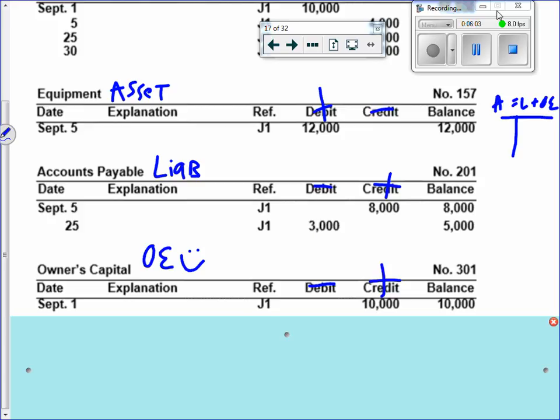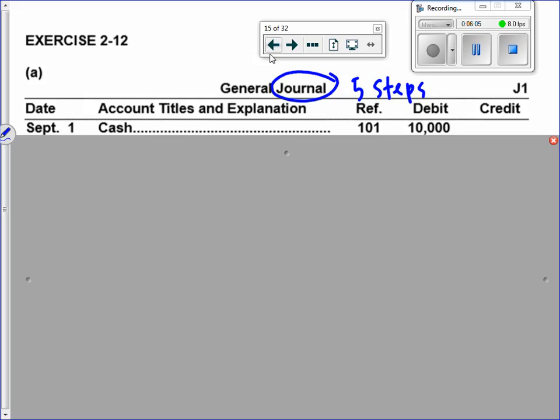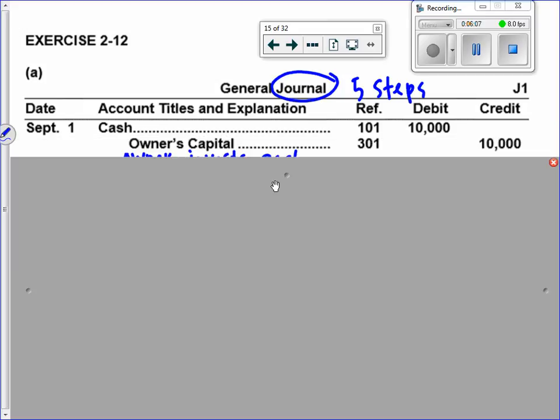We'll take that 301 and then bring it back for the posting. So now do you see holistically how this works? We journal, and then post, and then come back and tell the rest of the story. Let's move on to the next one.